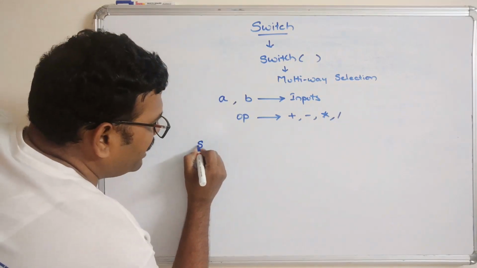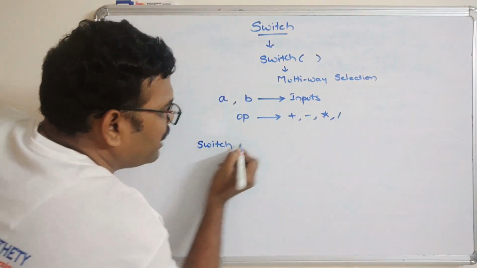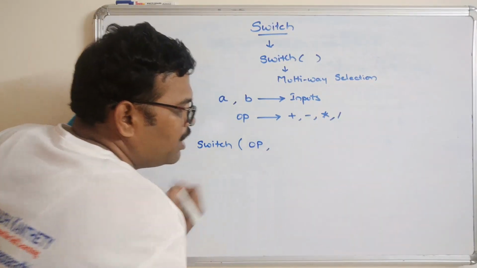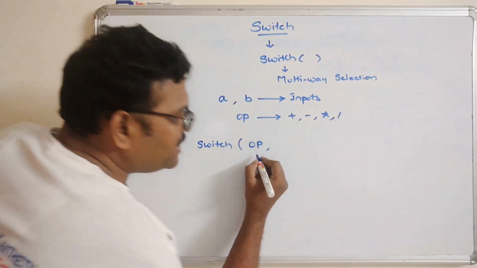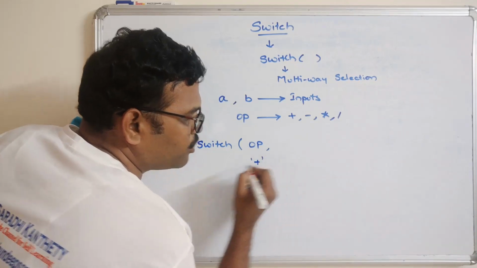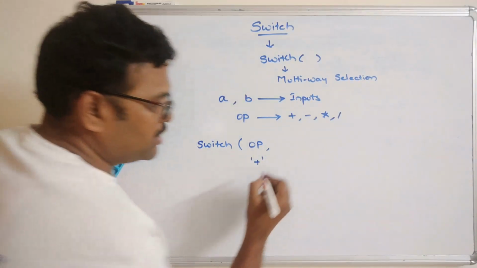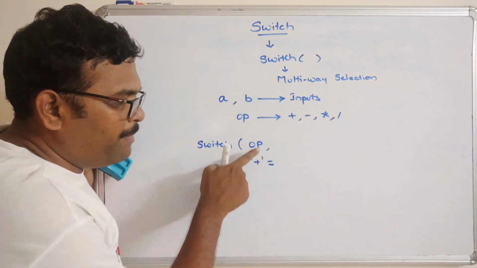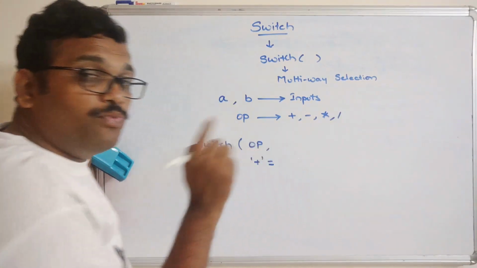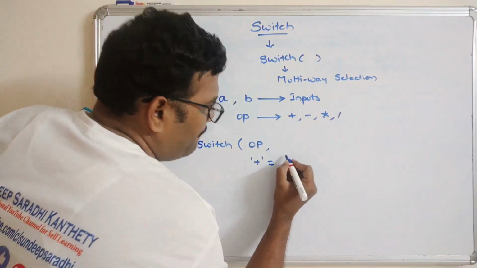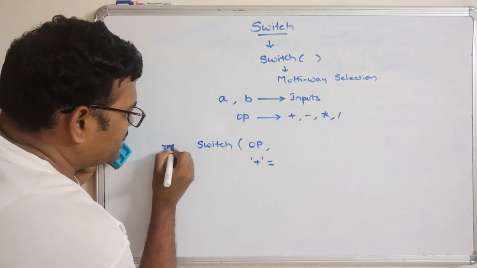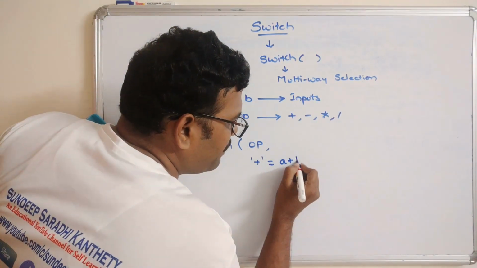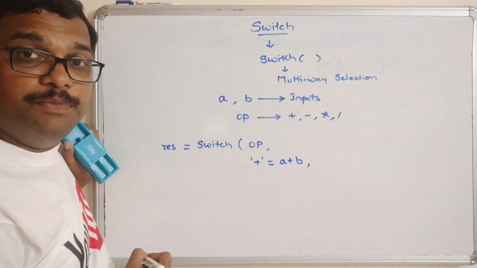So for that we can write here switch, and what is the first one? First parameter will be the input. So OP is the input. If OP matches with the plus, which is a character, so I should enclose it in the quotations, is equal to, if the OP matches with this plus, what happens? We have to perform the addition, right? So I'll write here result is equal to switch of OP, and here I can write A plus B.